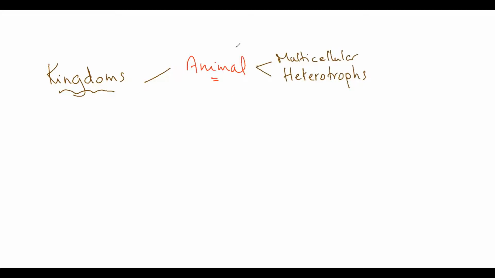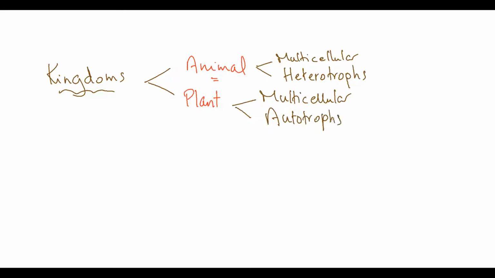Again, the other kingdom is the plant kingdom. And all of them, they share nearly the same characteristics. They are all multicellular, and all of them are autotrophs. Means that they make their food by autotrophic nutrition, by photosynthesis, of course, and the organisms, they have a cell wall that is made of cellulose.